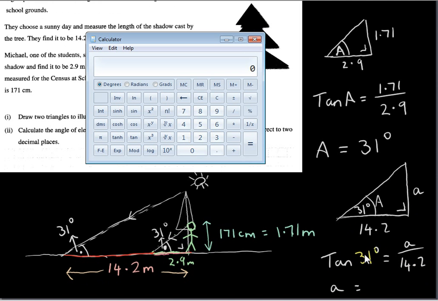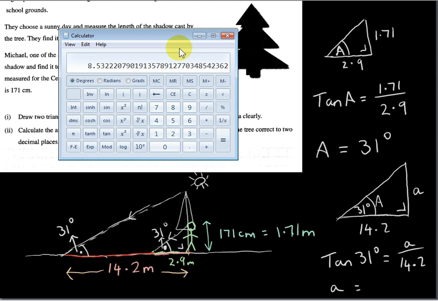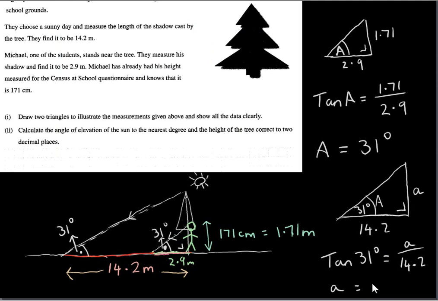So now we just multiply both sides of this equation by 14.2. Get the tan of 31 degrees first on this calculator, and multiply this by 14.2. We want this to 2 decimal places, so I'll write down 8.53 meters.